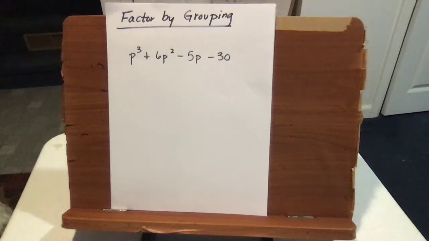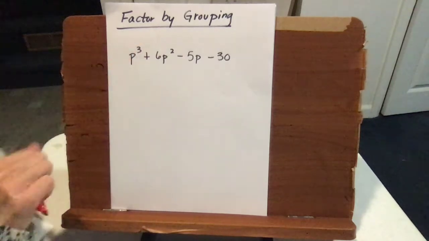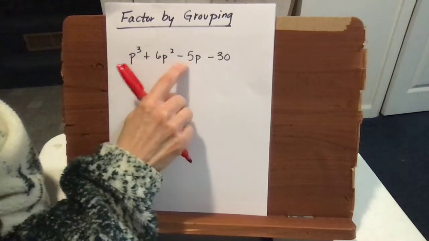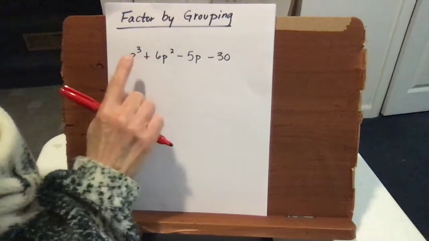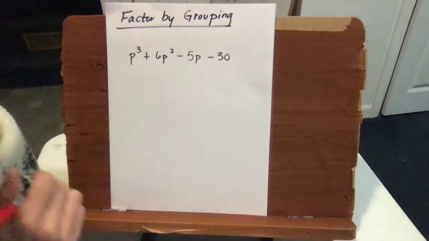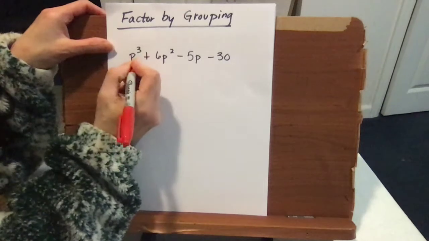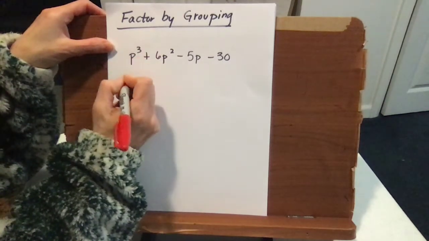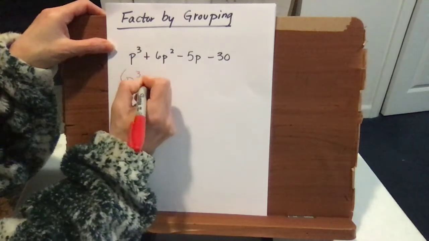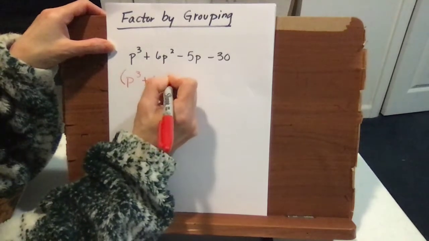All right, we're going to take a look at factoring by grouping today. And so what we're going to do is take a look at p cubed plus 6p squared minus 5p minus 30. They're in descending order of powers. So we take the p cubed and p squared and we put them together as one group. And we put them in parentheses.